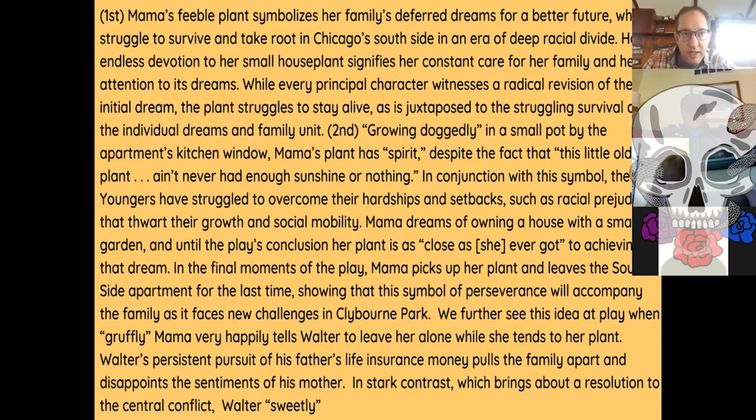So look at what this student did. Mama's feeble plant, here's the word, symbolizes her family's deferred dreams for a better future, which struggled to survive and take root in Chicago's South Side in an era of deep racial divide. Her endless devotion to her small houseplant signifies her constant care for her family and her attention to its dreams. While every principal character witnesses a radical revision of their initial dream, the plant struggles to stay alive, as is juxtaposed to the struggling survival of the individual dreams and family unit.